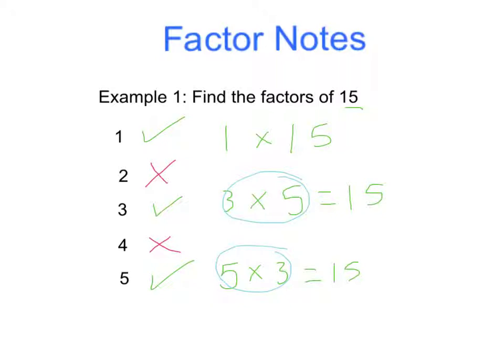So let's write down what our factors of 15 are. Our factors of 15 are 1, 3, 5, and 15. I like to make sure I write them in order from least to greatest. I'll show you why later.